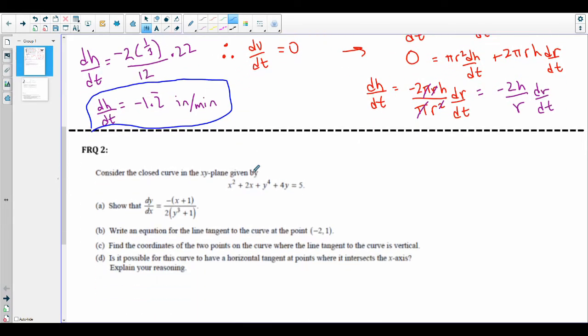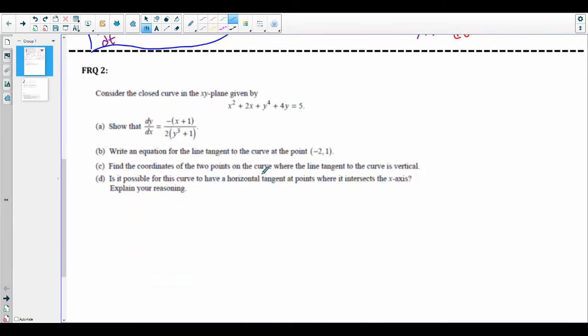Okay, moving on. FRQ 2. We got some implicit differentiation to look at here. Let's see, part A. Here's our curve. We have to show that the derivative works out this way. So we're going to start with taking the derivative.